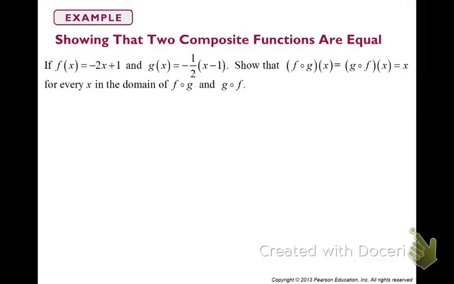So to show that these two composites are equal to each other, the f of g of x and the g of f of x, when we do our composition, they both have to equal x.